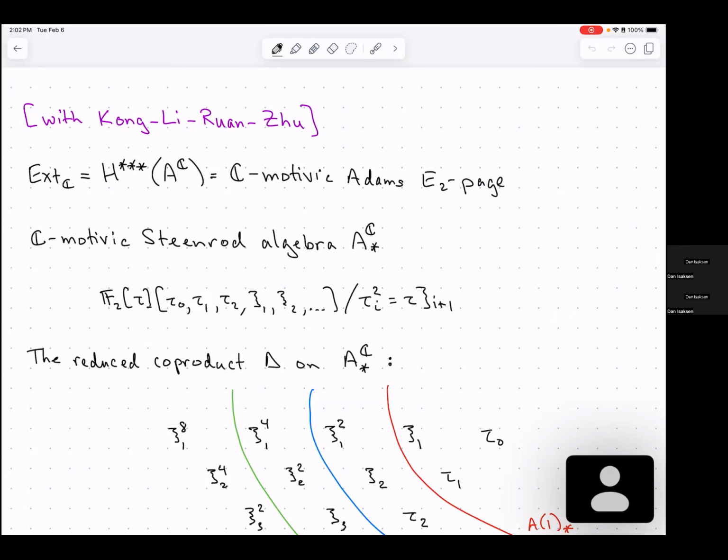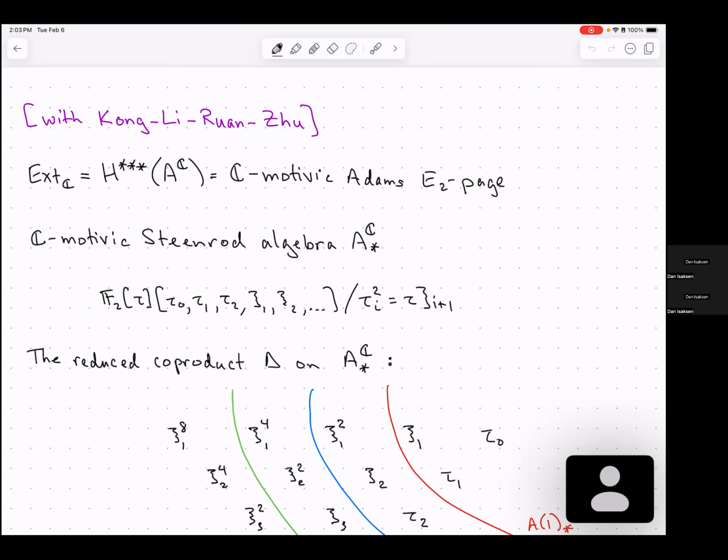All right. So to begin with, I'm interested in the C-motivic Adams spectral sequence, and so therefore I'm interested in the E2 page of the motivic Adams spectral sequence, and that's the cohomology of the motivic Steenrod algebra. I'm taking that for granted and not going to tell you too much about that, although I will remind you what the dual motivic Steenrod algebra actually looks like.